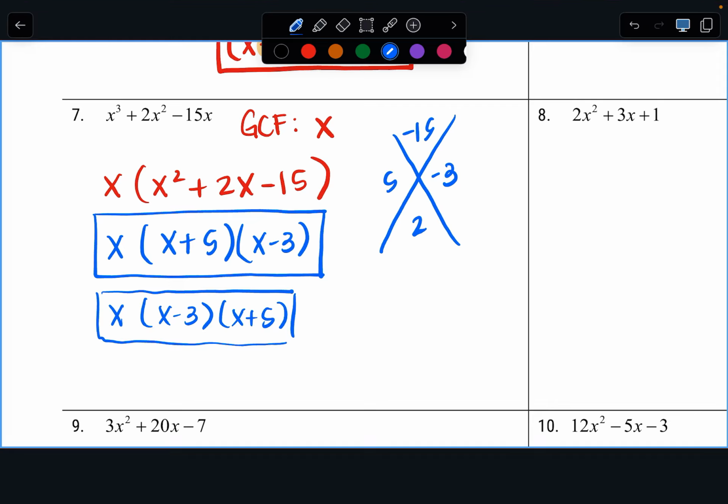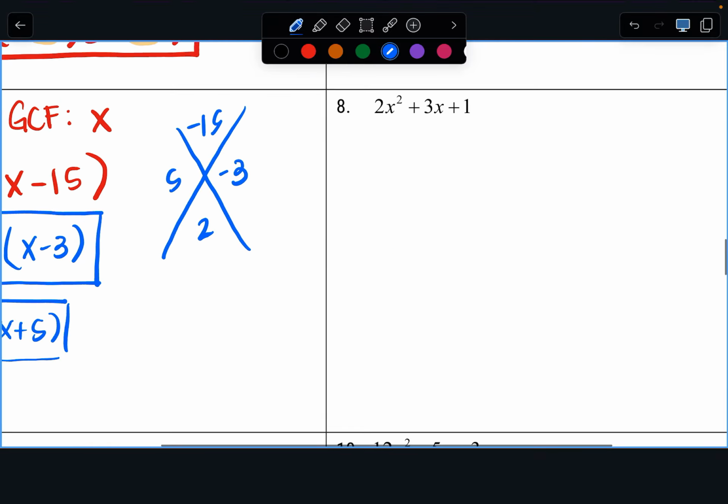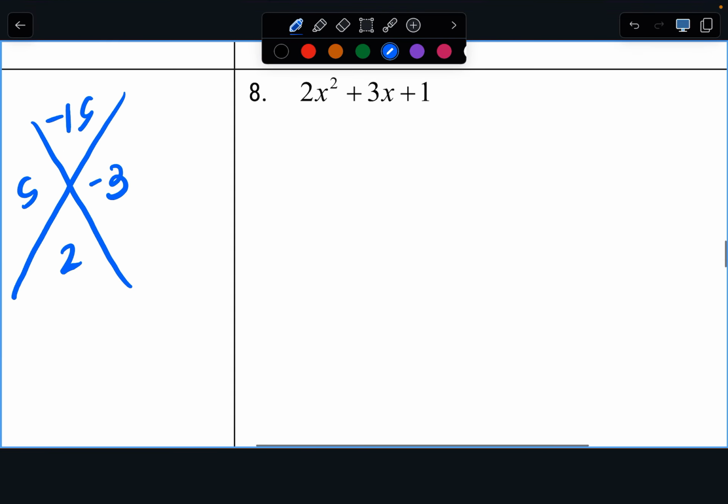Okay. These are all problems where a equals 1. Now we are going to do problems where a does not equal 1. You should know how to do this from Algebra 1. That should not be new. Number 8. Do I have a GCF? No GCF. So I'm going to identify A, B, and C.